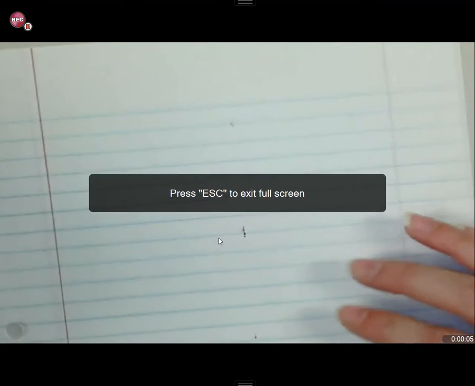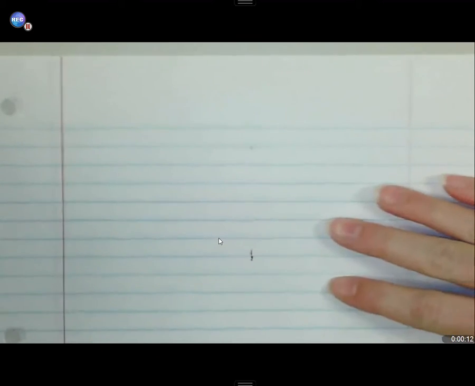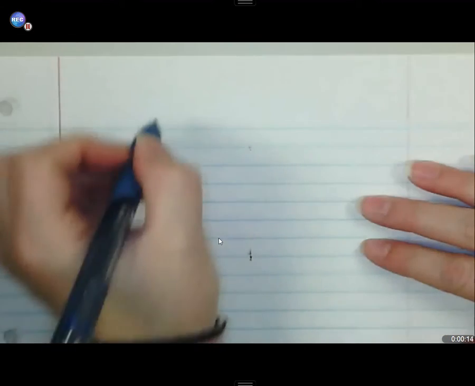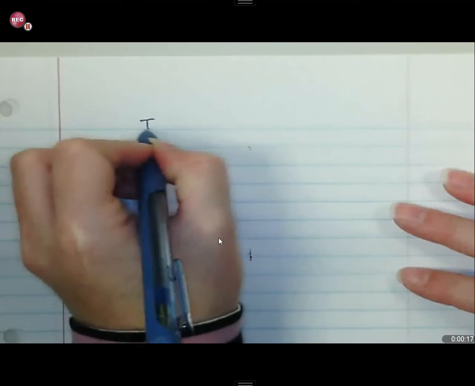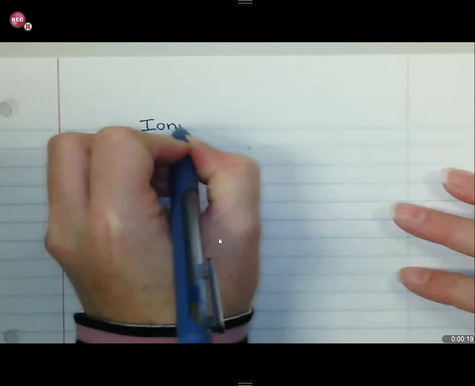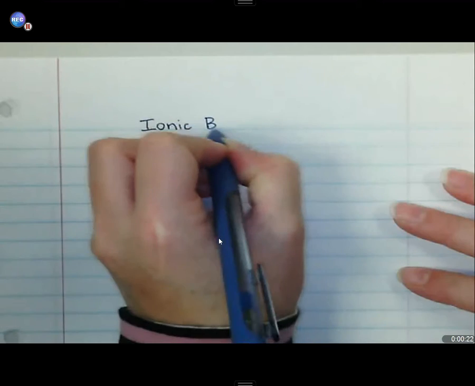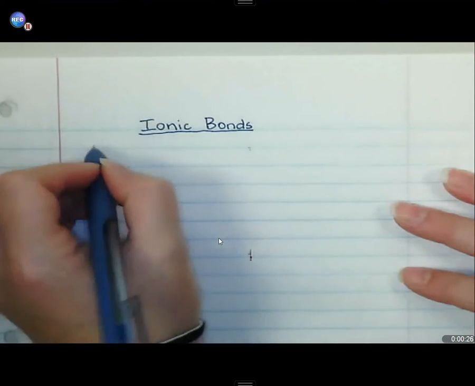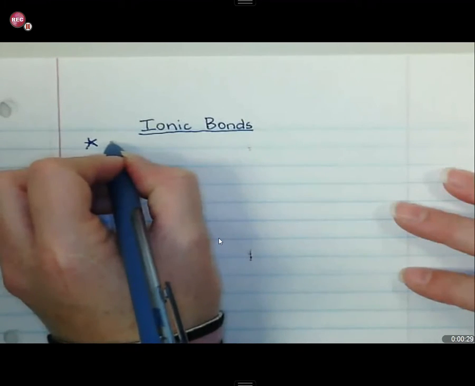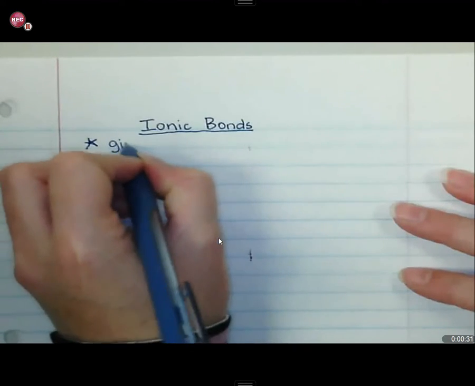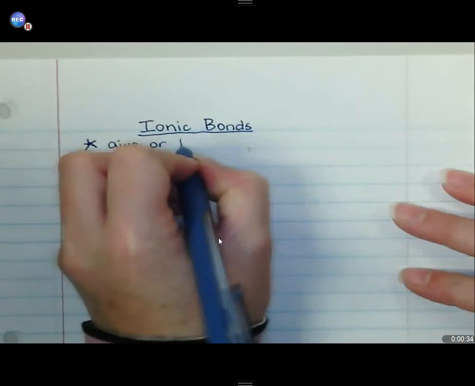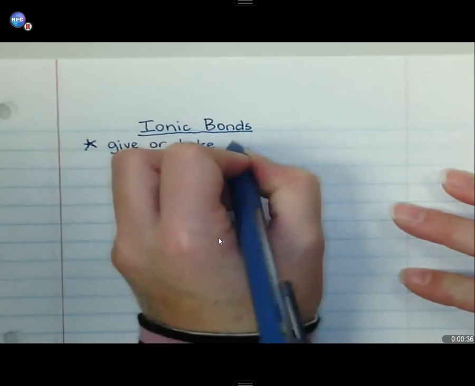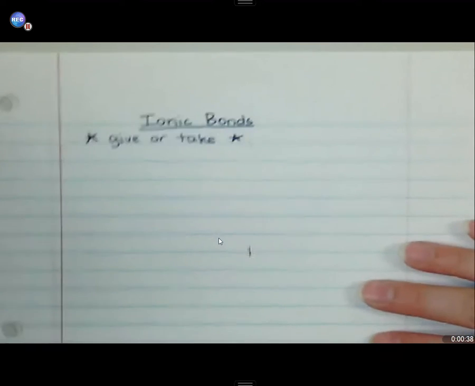Alright, today guys we're going to go over ionic bonds, and we want to make sure that we understand how to do this because we have to know how to write the formula, and we also need to know how to name them. So, notes for your ISN or notebook, ionic bonds. Remember that ionic bonds are going to be where you give or take. Those are the two roles that you can have.